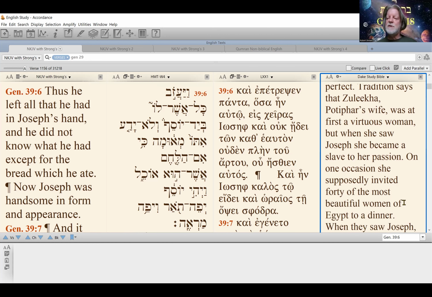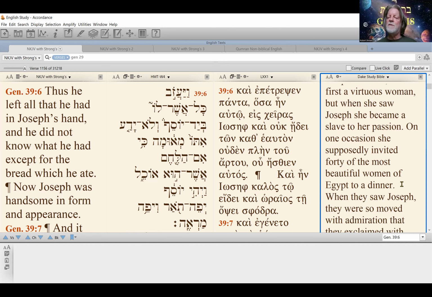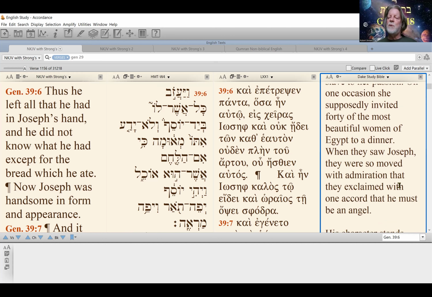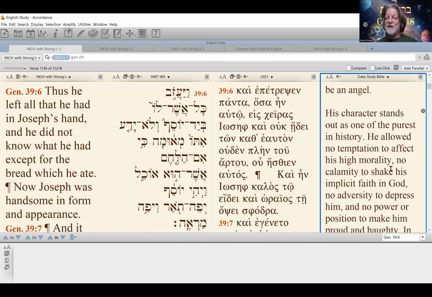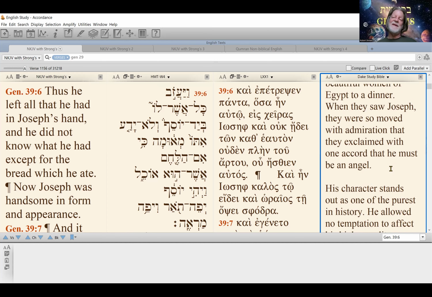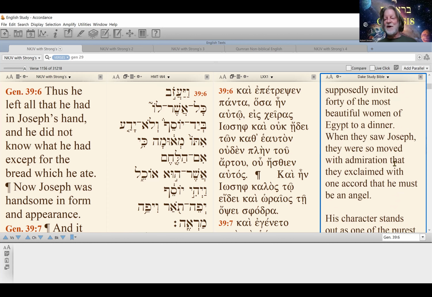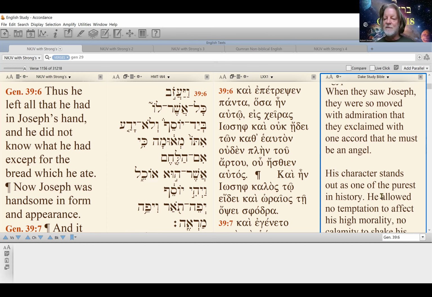On one occasion, she supposedly invited 40 of the most beautiful women of Egypt to a dinner. When they saw Yosef, they were so moved with admiration that they exclaimed with one accord that he must be an angel. That's all tradition, so maybe it's true, maybe it's not. But doesn't that tell you something about Joseph and what's about to take place in his life?